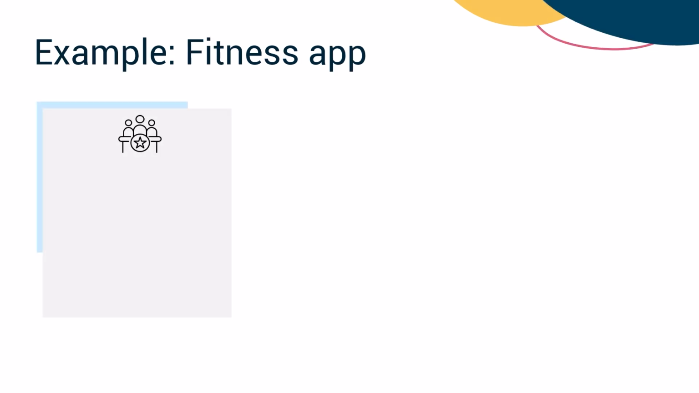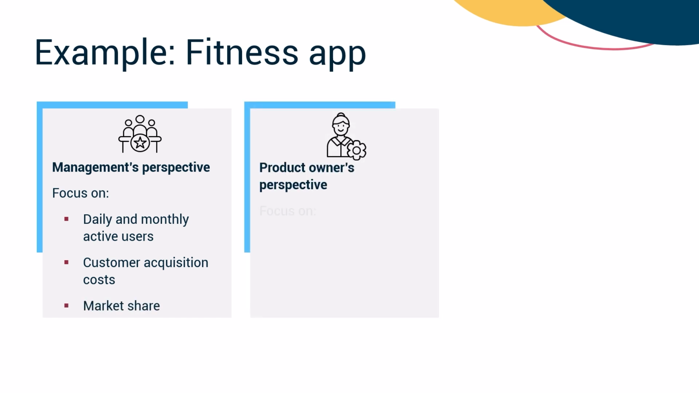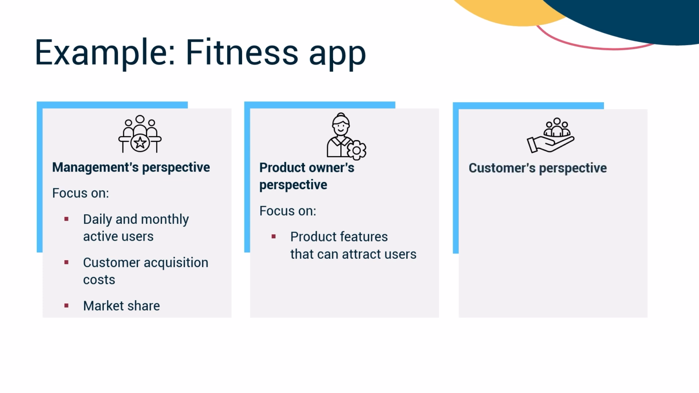To illustrate, consider a fitness app. Management may focus on metrics like daily and monthly active users, customer acquisition costs, and market share, while the product owner might focus on features that can attract and retain users. Customers or end users may prioritize features like accurate tracking, a user-friendly interface, and expert advice to help achieve their fitness goals. These perspectives guide the product owner in crafting a shared definition of value.